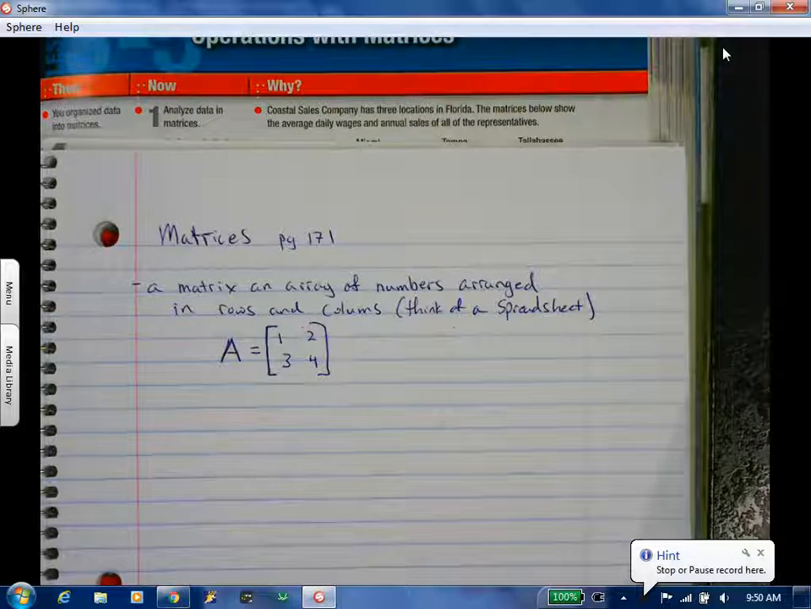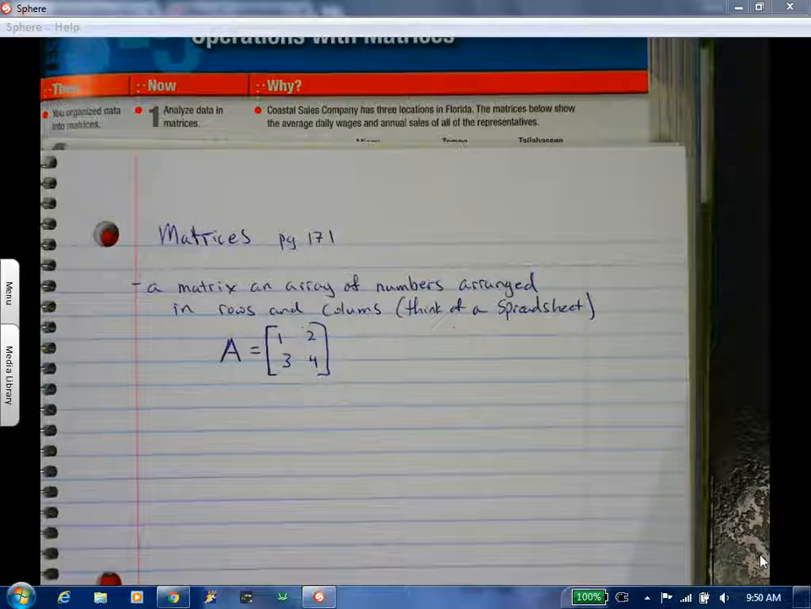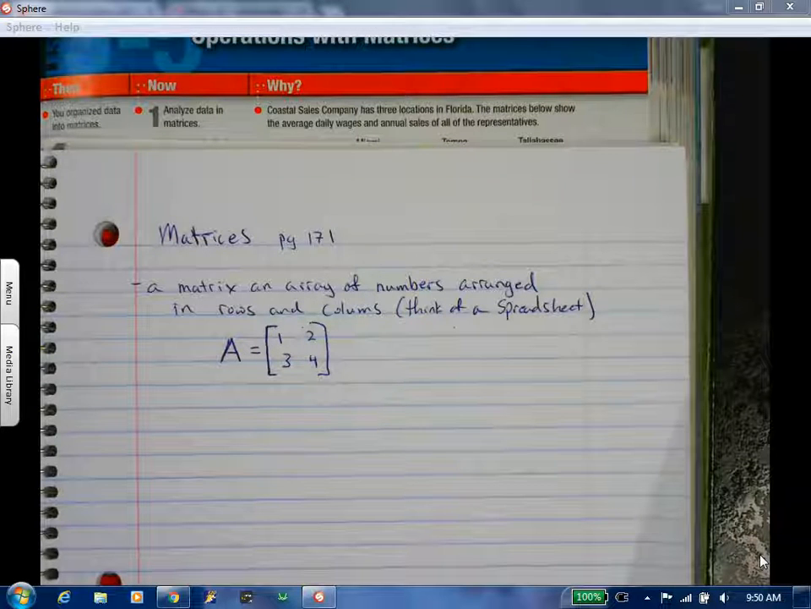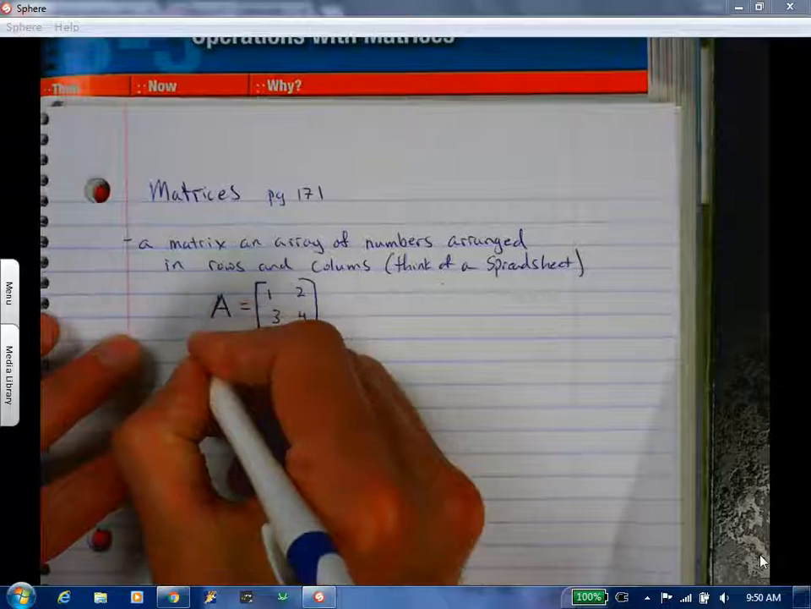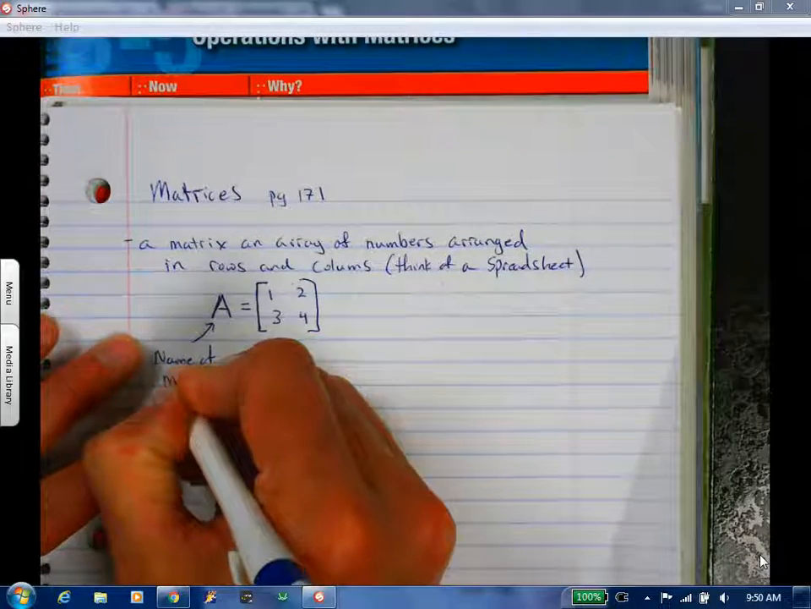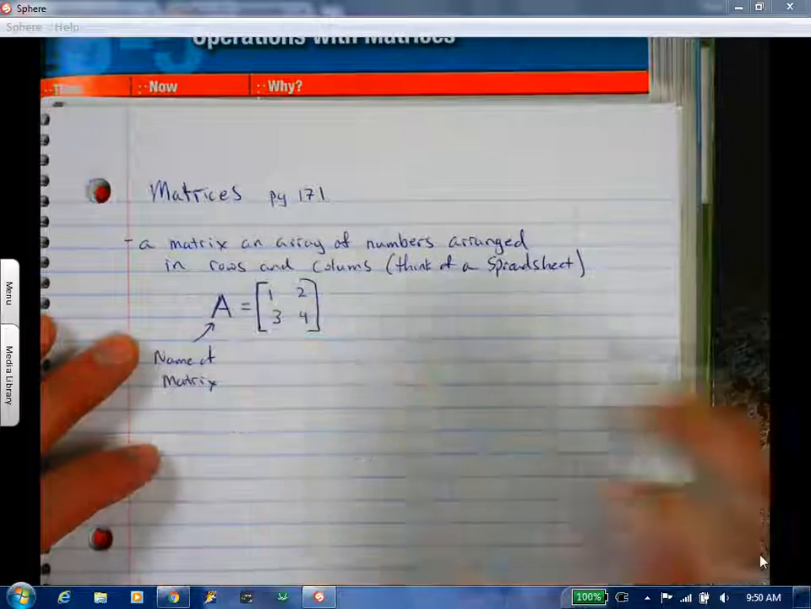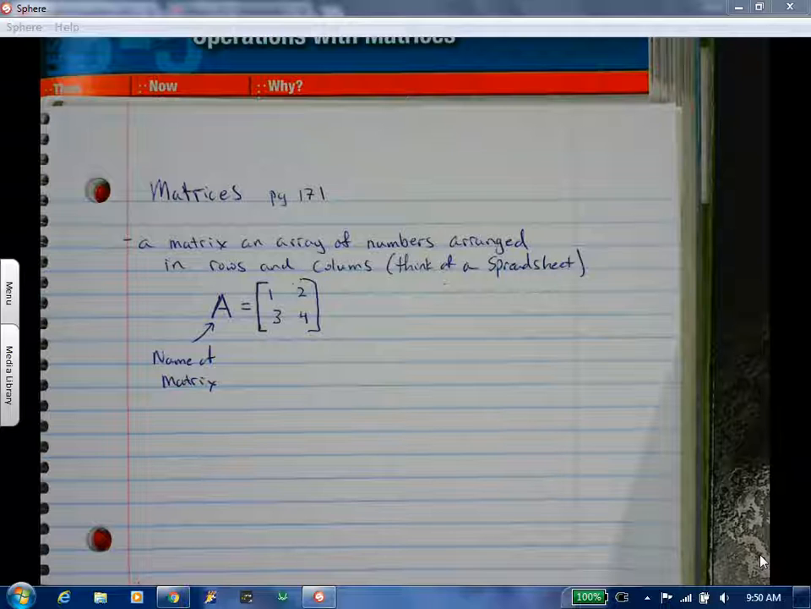Of course, we can give numbers purpose and meaning, but we'll just look at what they look like first. So this right here, this A, is the name of the matrix. This is what you're using for your Cramer's rule, Christian. And you're using matrices.